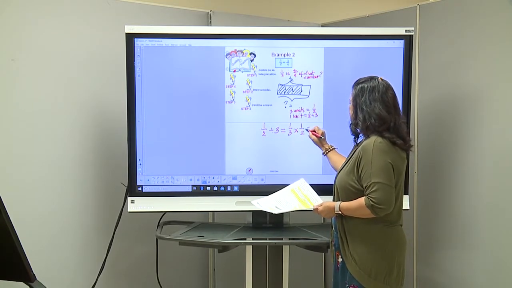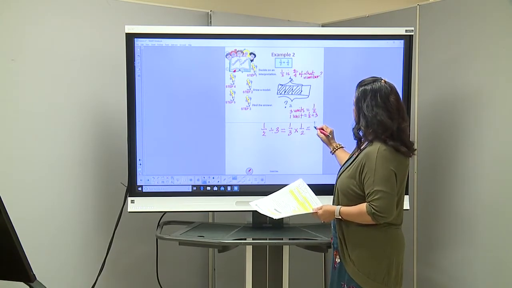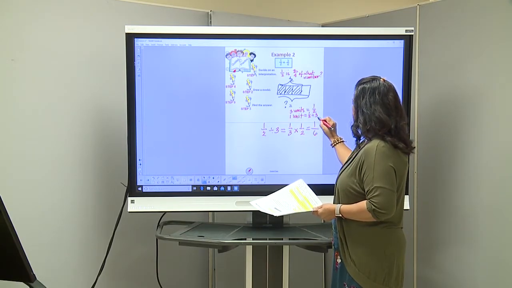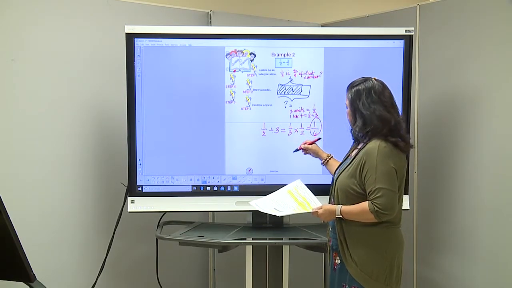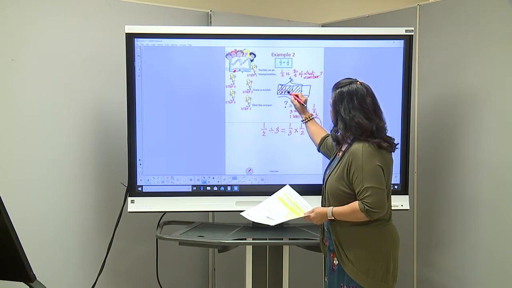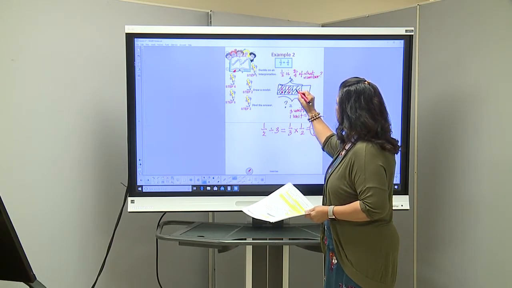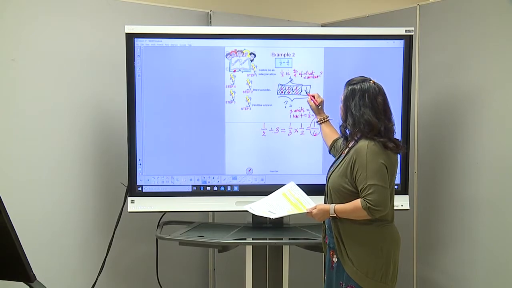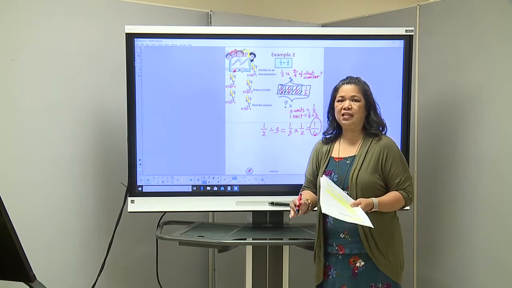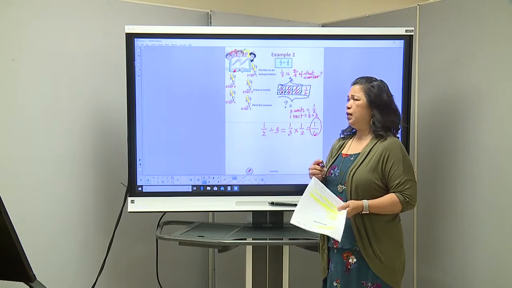All right, so what do we have? 1 times 1, 1, 3 times 2, 6. 1/6. So what does this mean? This is 1/6, this is 1/6, this is 1/6. The parts are 1/6 each.